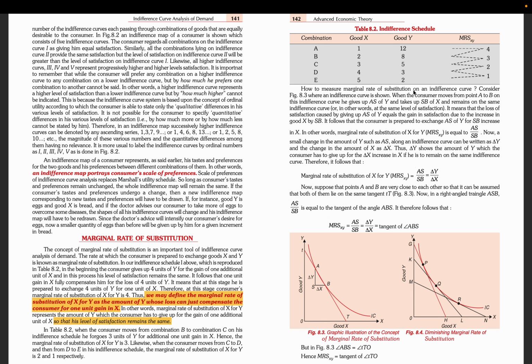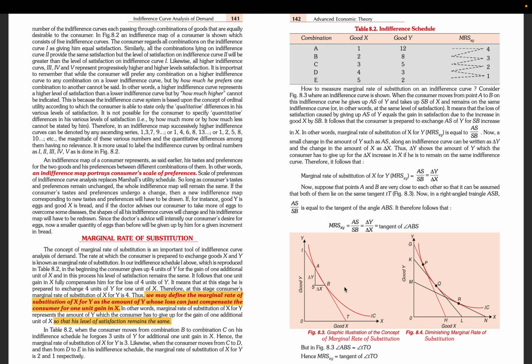How to measure MRS of an indifference curve? Consider figure 8.3 where the indifference curve is shown. When the consumer moves from point A to B on the indifference curve, he gives up AS of Y and takes up SB of X. Gives up AS of Y and takes SB of X. I think it's understandable from this triangle-like structure. And he remains on the same IC, or in other words, at the same level of satisfaction, because IC is equivalent to the same level of satisfaction.